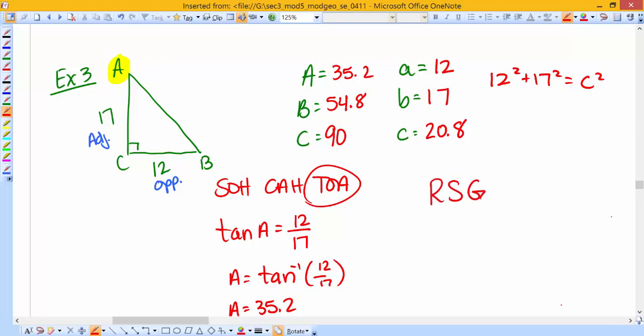Tonight you should be working on 5.5 RSG 1 through 14. And then also on our Module 5 page, do the solving right triangles worksheet if you want some more practice.